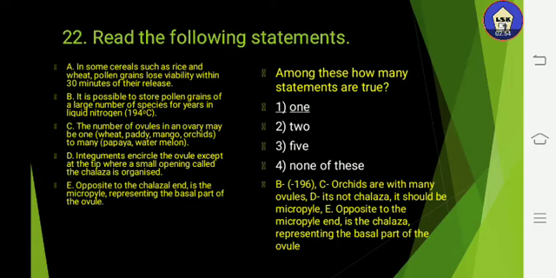Even in our life, the additional information given by the teacher, whether related to life or to the subject, is very, very important. So statement A is correct, B is wrong, C is wrong, D is wrong, E is wrong. So the answer is 1. Let us make it correct. In statement B, it should be minus 196 degrees Celsius. In statement C, orchids are with many ovules. In statement D, it's not chalaza, it should be micropyle. And in statement E, opposite to the micropyle end is the chalaza representing the basal part of the ovule. So the answer is 1.